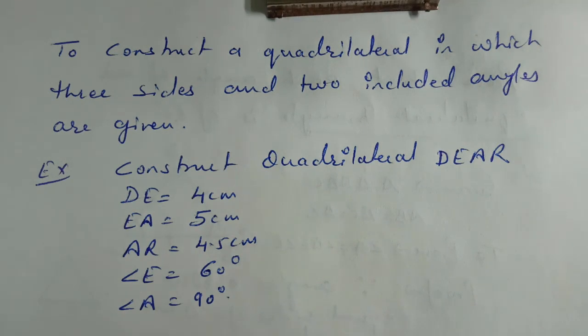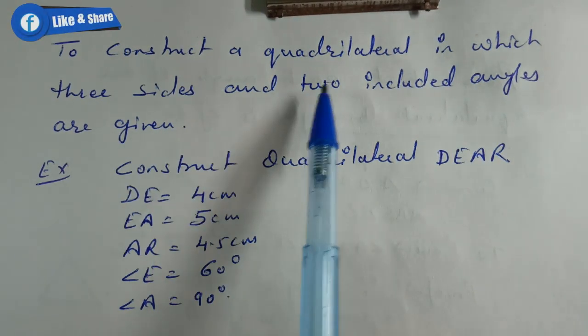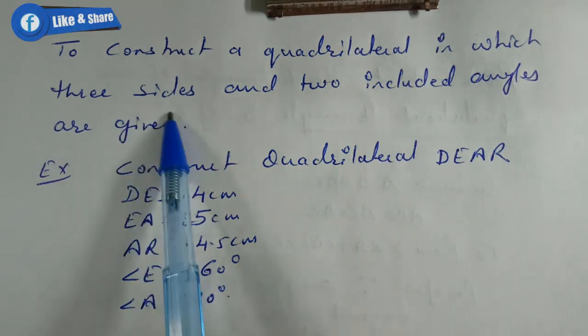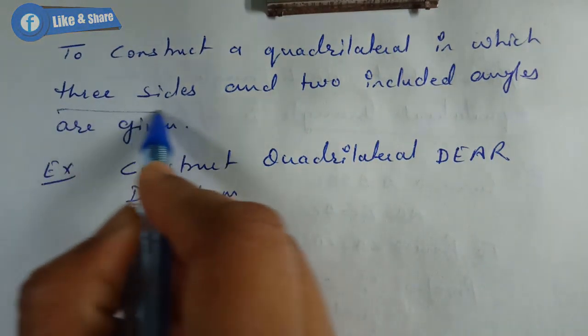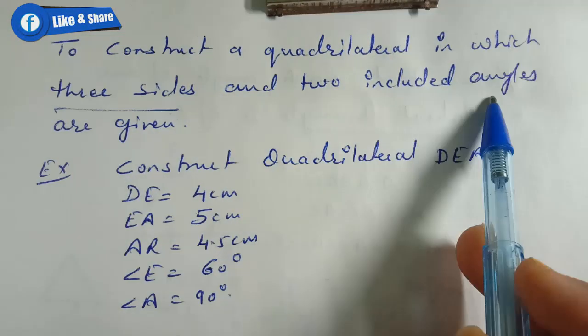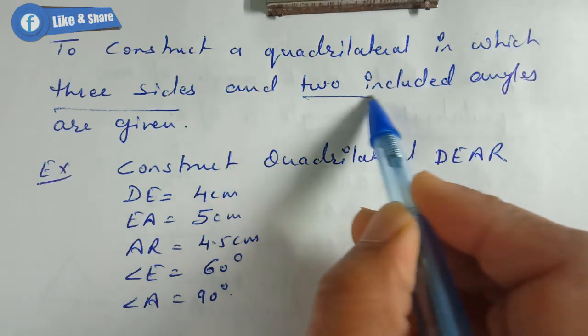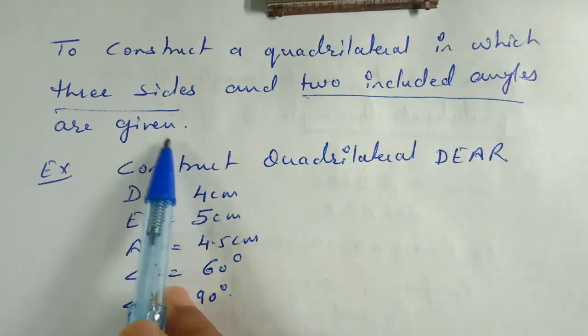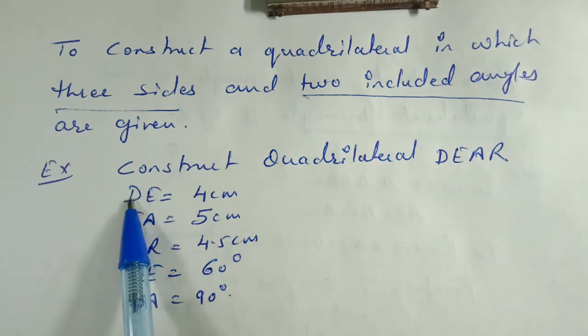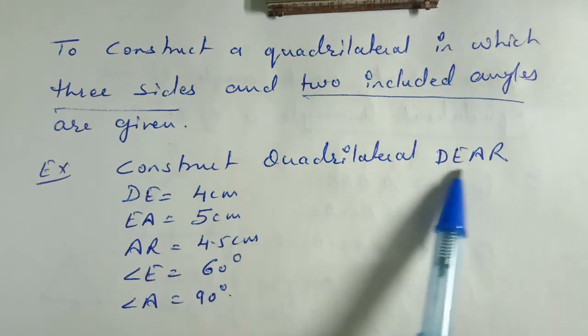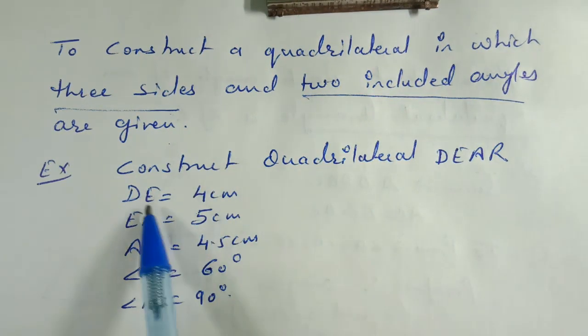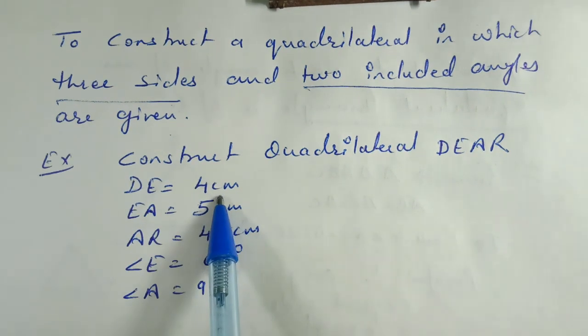Yes, students, today we're going to learn how to construct a quadrilateral in which the measurements of three sides and the two included angles, the angles which are between these sides, are given. So let us take an example. Construct quadrilateral DEAR in which DE is equal to 4 centimeter.